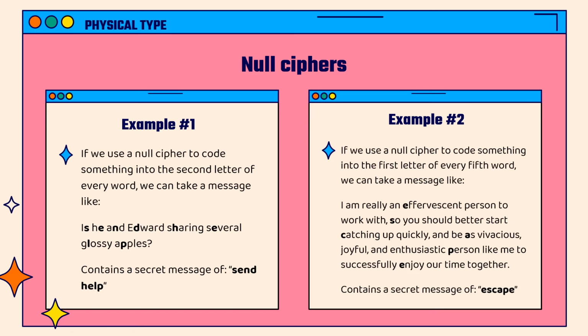Here's another self-made example that I created to further illustrate the use of null ciphers in messages. For instance, if we use a null cipher to code something into the first letter of every fifth word, we can take a message like, "I'm really an effervescent person to work with, so you should better start catching up quickly and be a vivacious, joyful, and enthusiastic person like me to successfully enjoy our time together." And we can see how this sentence contains a secret message of escape.